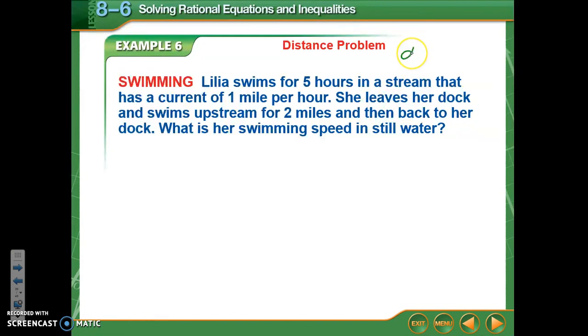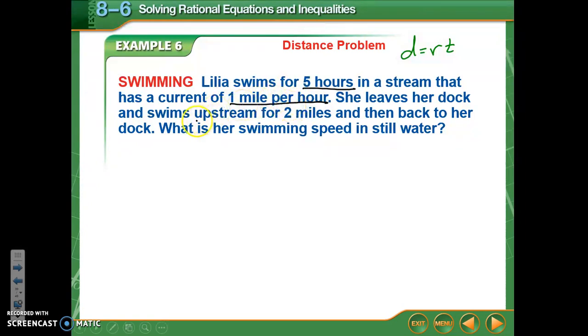All right, this time we are going to talk about distance problems. So for these problems, remember the distance equals rate times time. We've done problems like this before, especially in 8th grade. So Lilia swims for 5 total hours in a stream that has a current of 1 mile per hour. So that's the rate of the stream.